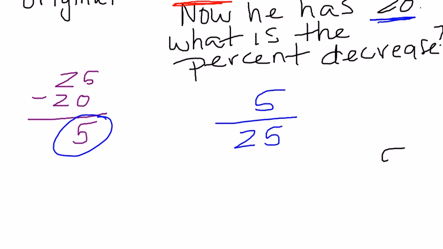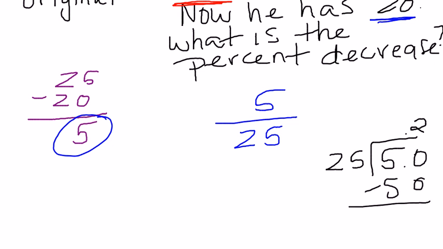If I do long division, my numerator, my top number goes in the box, and 25 goes on the outside. 25 won't go into 5, so I add a decimal, add a 0, bring my decimal to the top. 25 will go into 50, and I'll go 2 times evenly. 2 times 25 is 50. That means my answer is 0.2, but I need that as a percent.